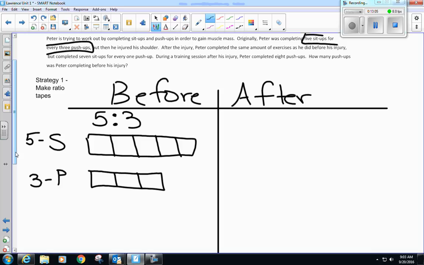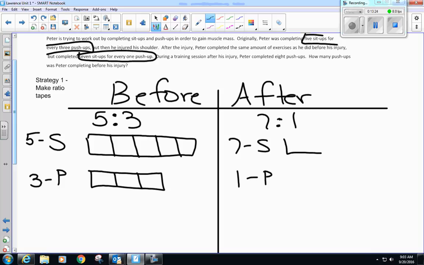And then, now we're going to do the after. 7 sit-ups for every 1 push-up. So now it's 7 to 1. And notice they're going to add up to 8, both of them. So they have 8 chunks. So it's 7 sit-ups and 1 push-up.